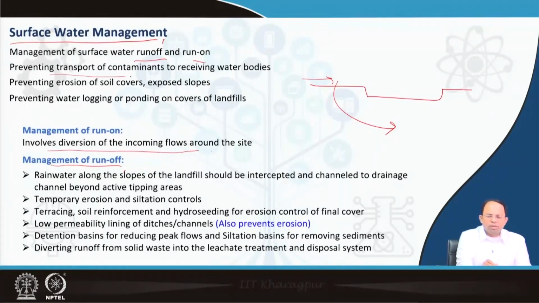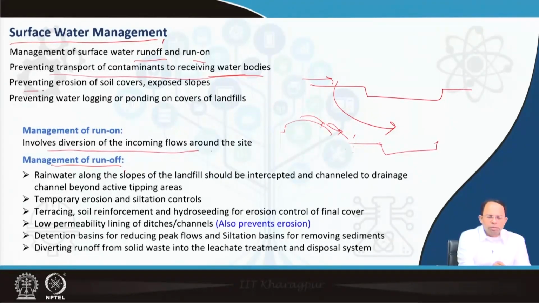We also have to prevent transport of contaminants to the receiving water bodies. So what happens? Even though we are putting an intermediate cover, still there is a lot of toxic material, or waste material, sprayed over the landfill, and when water comes in contact with it, it becomes polluted or contaminated, right? So we cannot allow this water directly to flow over the landfill and then go into a receiving water body like a pond or a surface water stream and so on. So some amount of treatment has to be done.